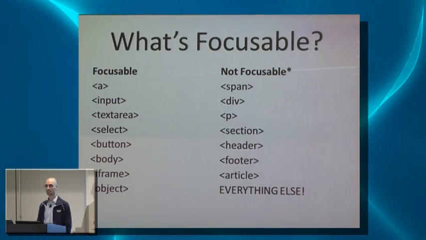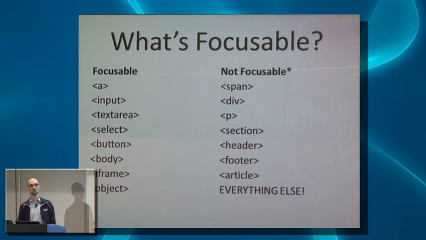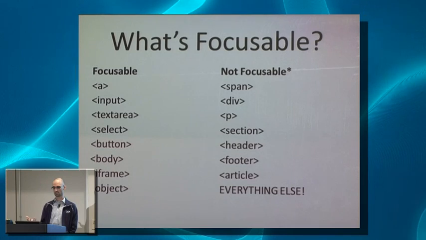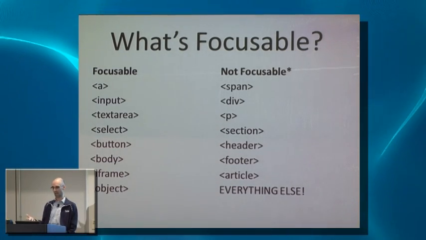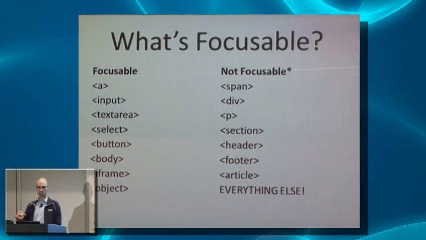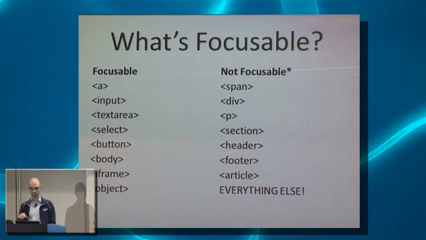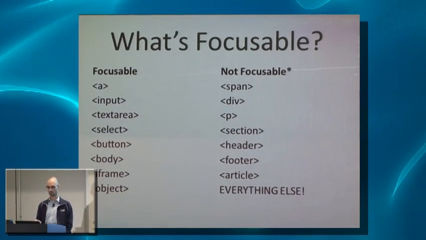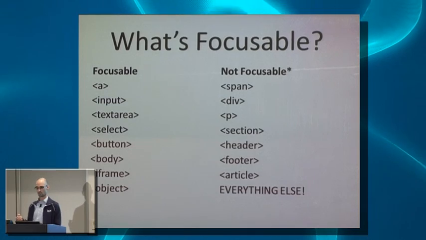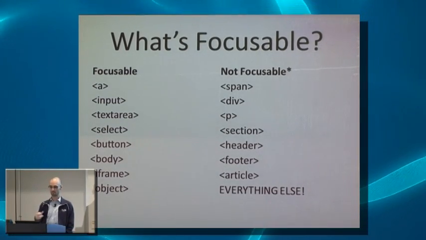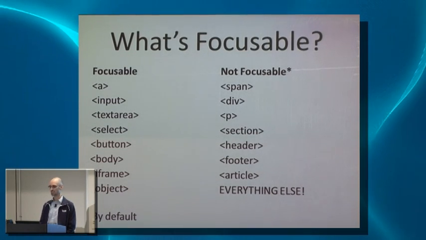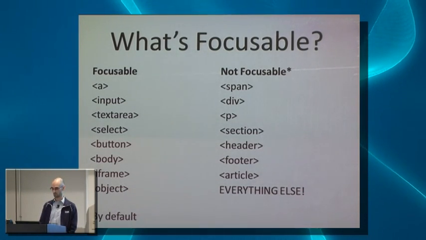All right, so let's talk a little bit about what's focusable on a web page. So by default, you basically have links and all kinds of form controls, iframes. The body element actually is the first thing that gets focus on the page before you start going through links. Iframes, objects, those can all get focus. And then there's a bunch of stuff that cannot get focus, like spans, divs, p. Basically everything else cannot receive focus. And that asterisk is by default, can't receive focus.